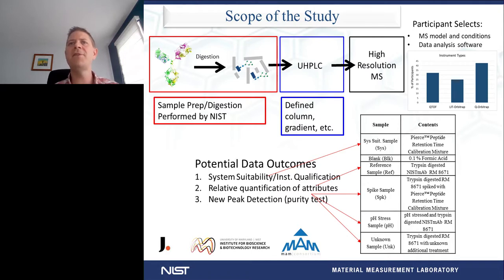So there were 3 individual samples. One was a spike sample that had the 15 peptides from the Pierce mix spiked in. We also did a stressed material where the NISTmAb was stressed with pH to induce high levels of deamidation. And then we gave them an unknown sample, which was actually just the reference sample, but labeled as an unknown to test for the potential for false positives.